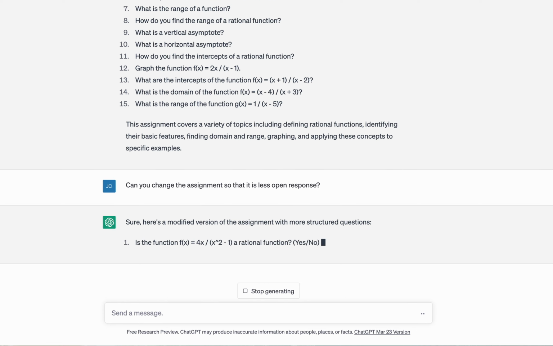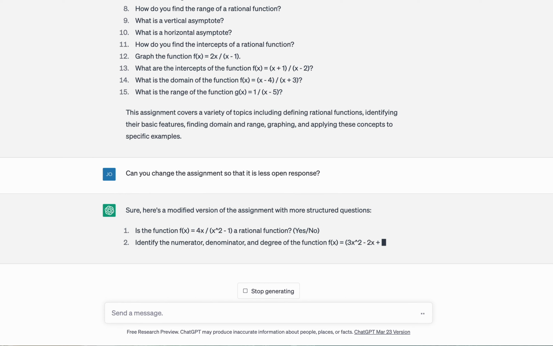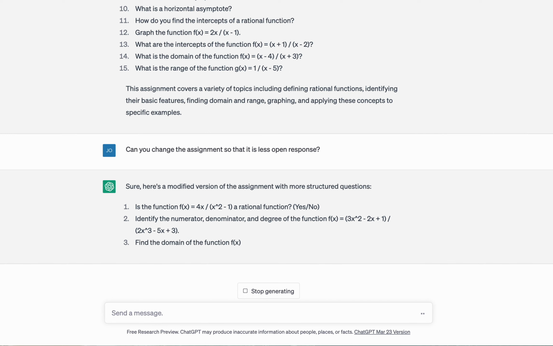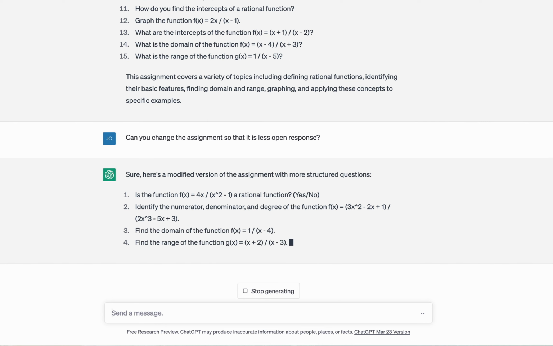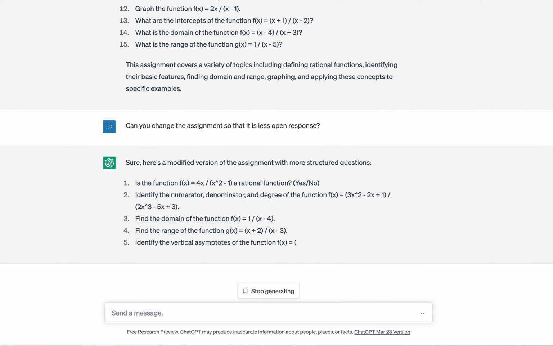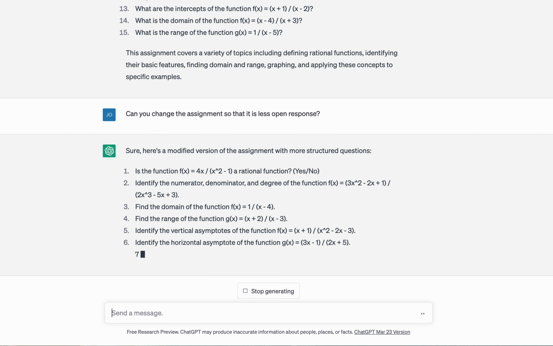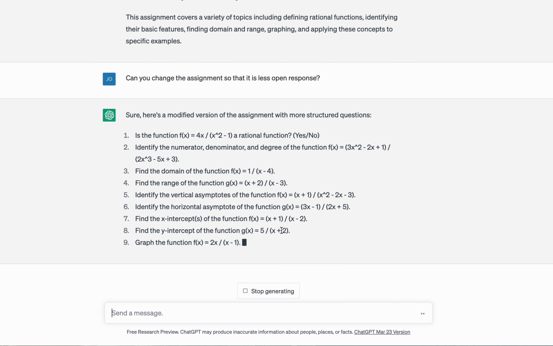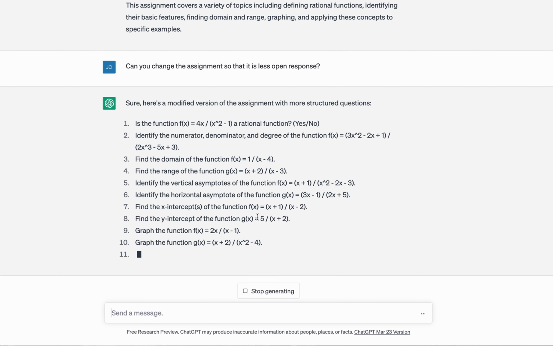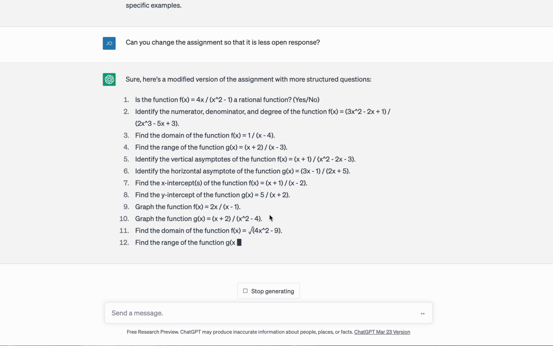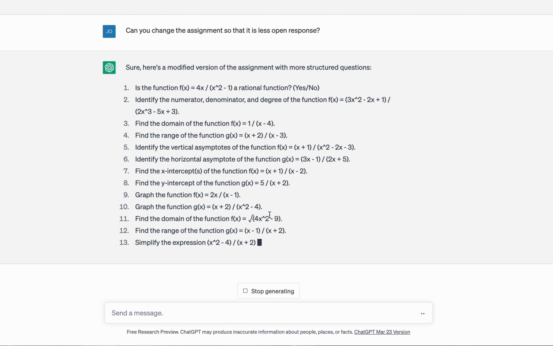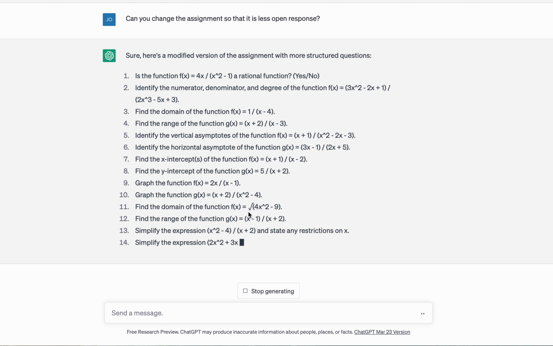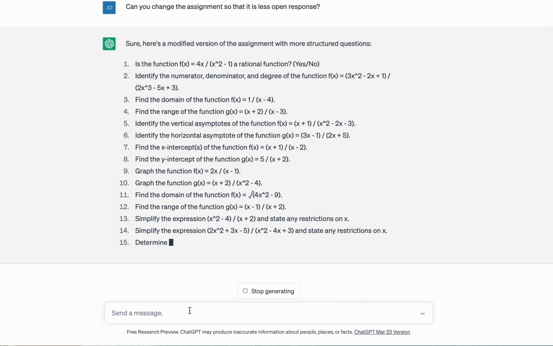Oh, modified version. Okay. Oh, a yes or no question. Identify the numerator, denominator, degree. I like that. Find the domain, range. Okay, some of those we saw. Identify the vertical asymptotes. Okay, I like all of this. However, I think that this might be an assignment for the entire unit, right? I'm not sure that all of these things were taught in lesson 1.